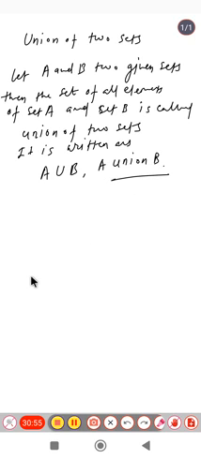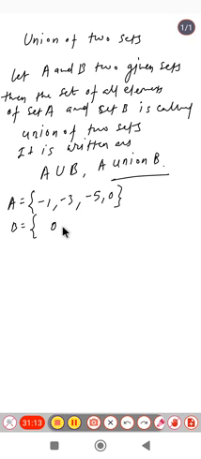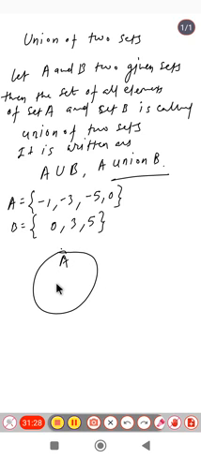Understand? For example, we see one example here. A equals -1, -3, -5 and 0. In B it is 0, 3 and 5. So we can see here, by the Venn diagram, when we draw it, we have -3, here -5, then -1, and here we write the 0.